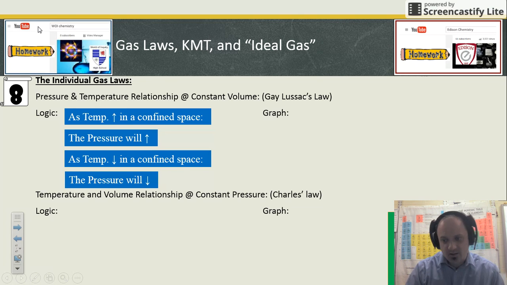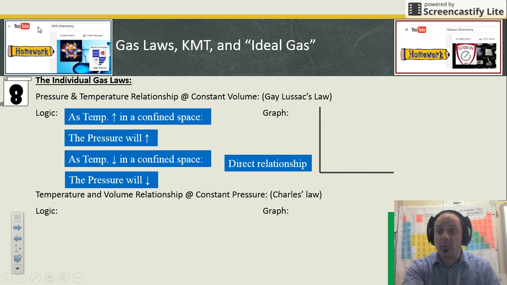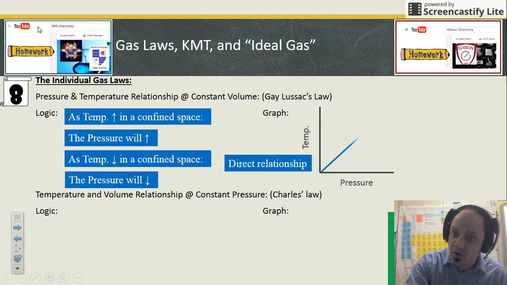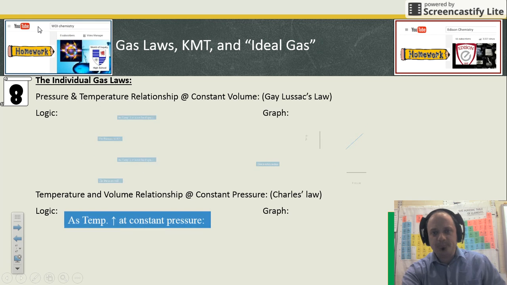Sorry, I was getting ahead of myself. The graph, though, is a direct relationship, and it looks a little bit like this. As temperature increases, pressure increases as well. It might not be a perfectly linear relationship, but that's what happens. Higher temperature, higher pressure. Lower temperature, lower pressure. Memorize that. Okay, move on to our next law.